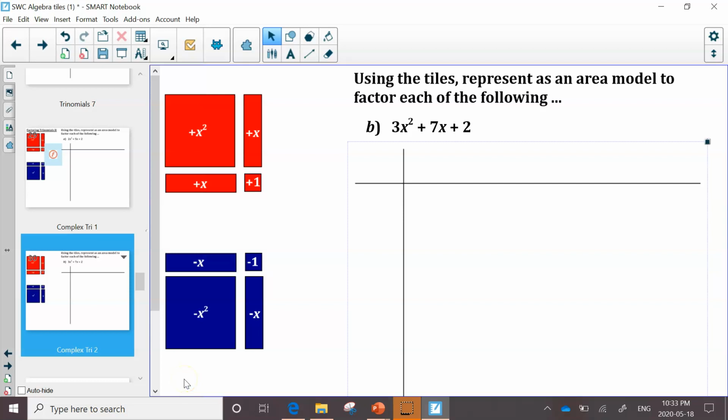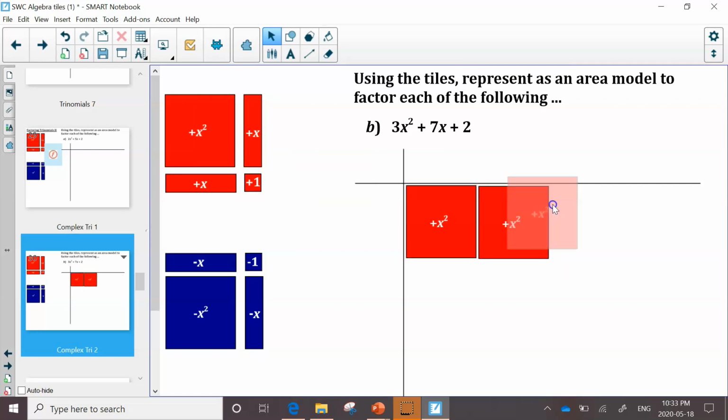We are going to start the complex trinomial section off with the area model. As we learned in the last section, when we're given a trinomial like this, we're given the area. So this area can be represented by 3x squared plus 7x, but we don't usually deal with the 7x or this middle term until the end. We jump right to the end first. So we're going to have plus 2 here.